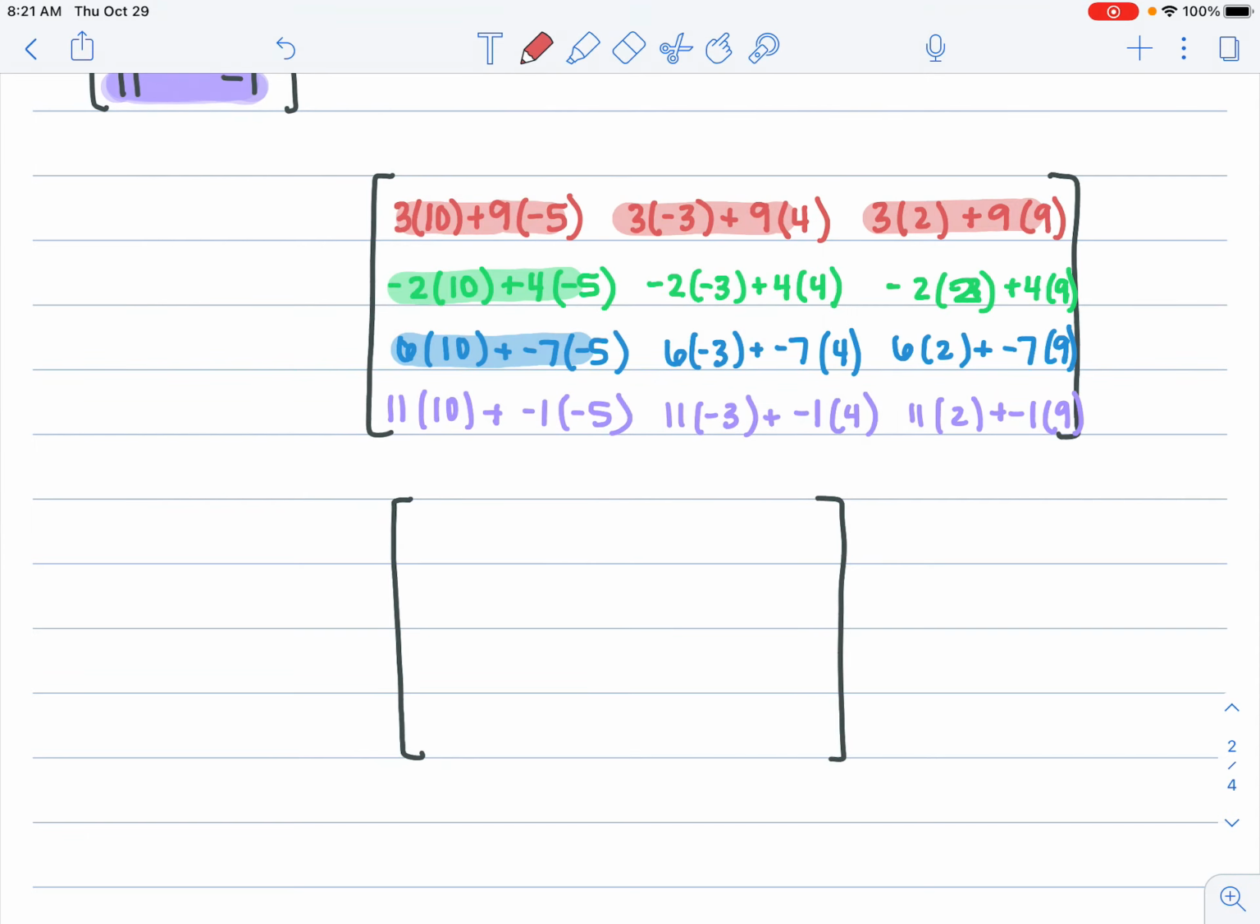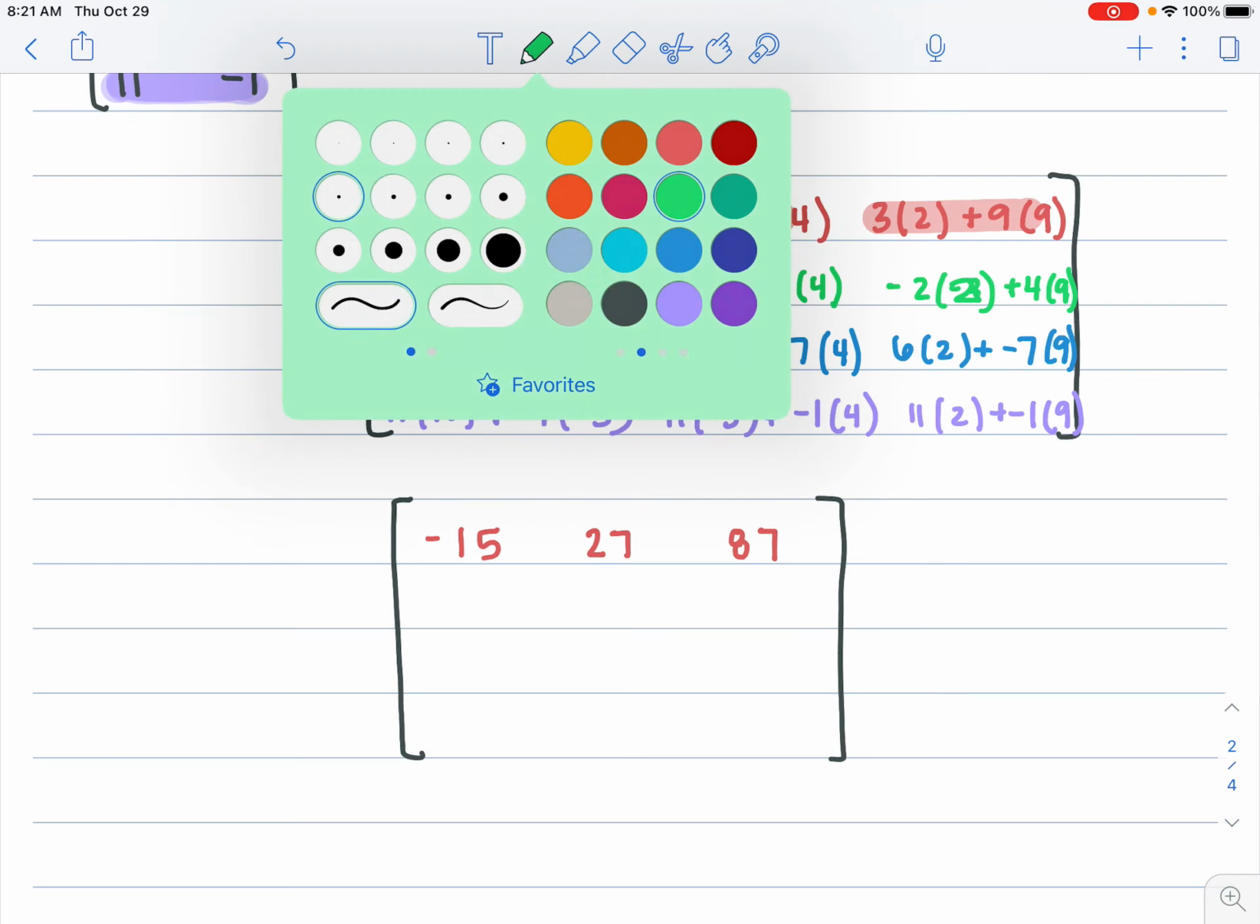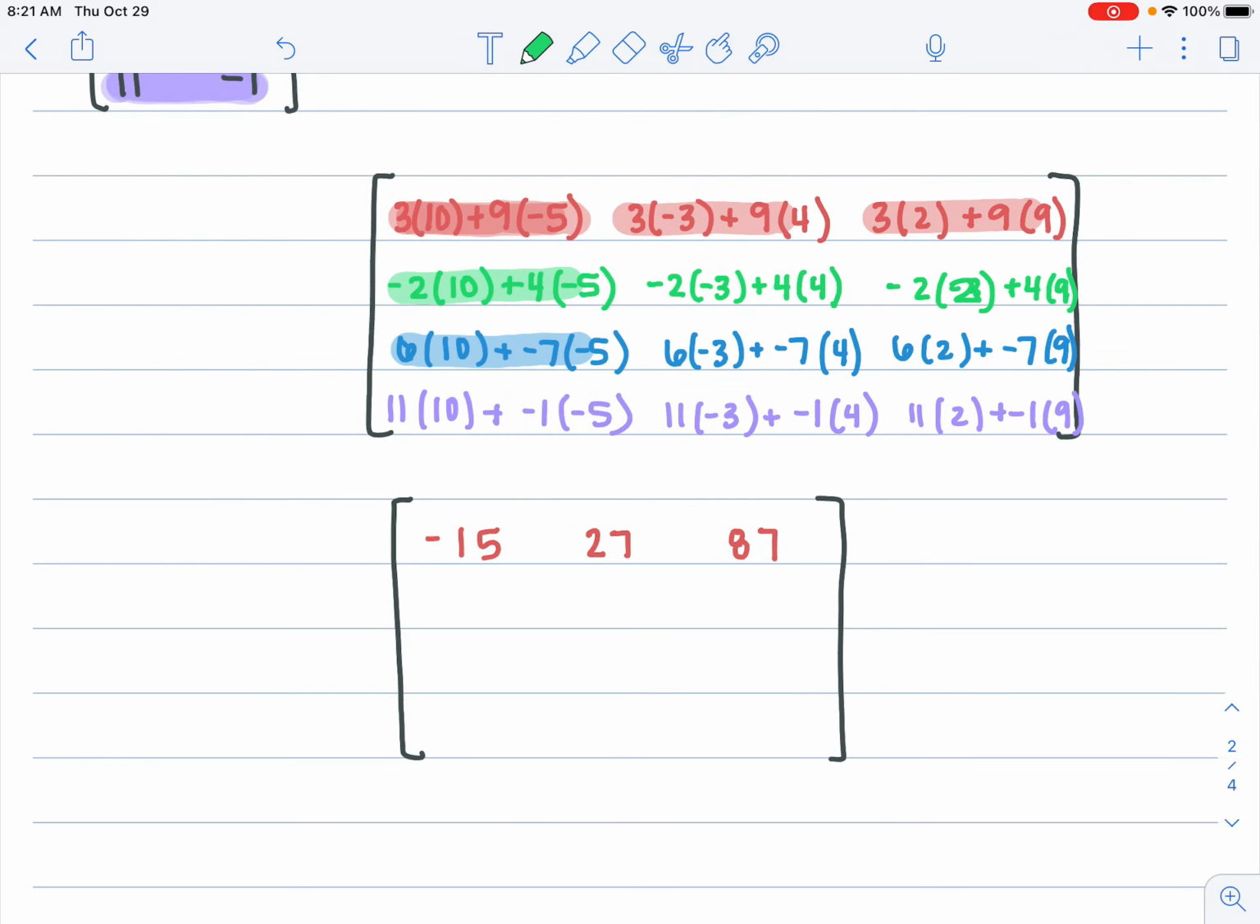All right, so we're gonna do that first row first here. So you're gonna type in each of those things. So you're gonna type in that first entry right there. So I'd be typing in 3 times 10 plus 9 times negative 5 into my calculator, and you should get negative 15. I'm gonna type in 3 times negative 3 plus 9 times 4, and you should get 27. And then we're gonna do 3 times 2 plus 9 times 9 and get 87. We're going to repeat that process for all the other ones as well.